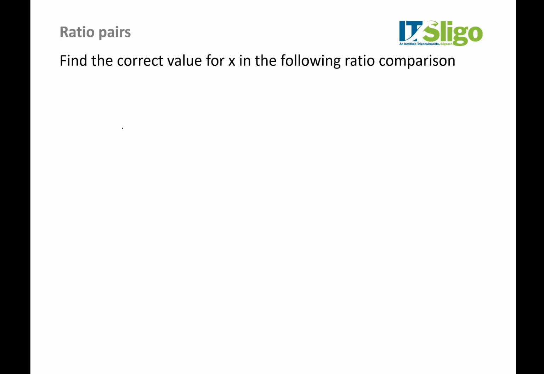We look at another example. Now, this time my unknown is on the left-hand side, but I still have my reference ratio where I know everything. So this goes on top.